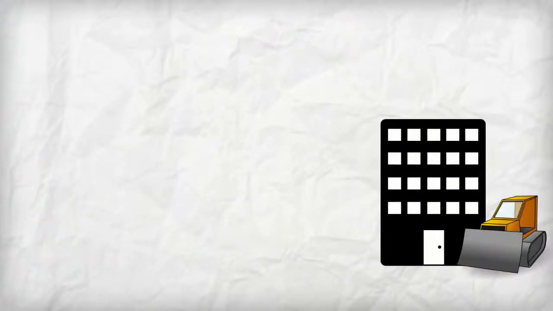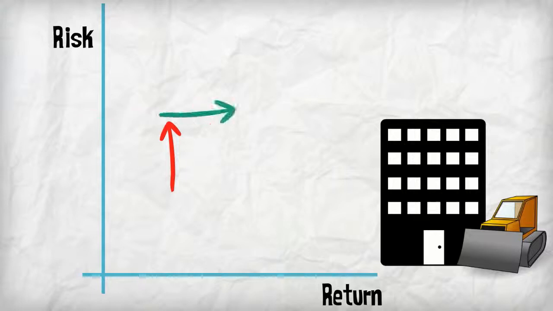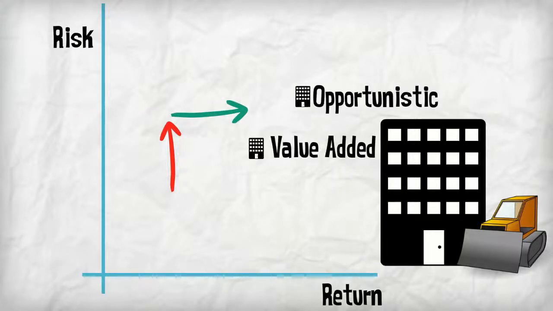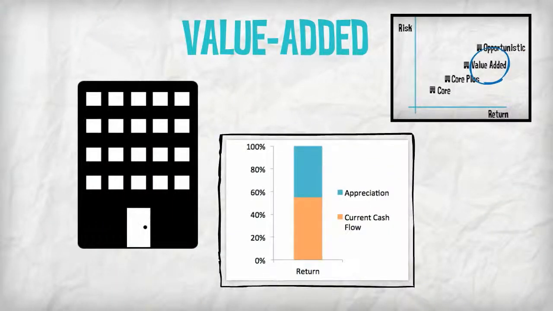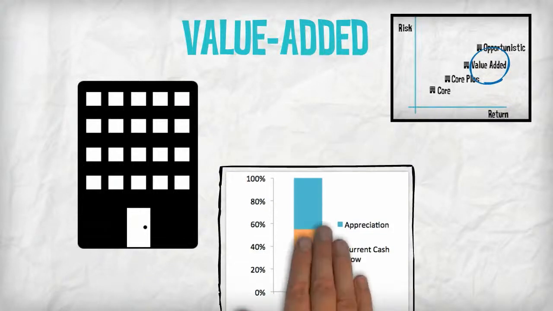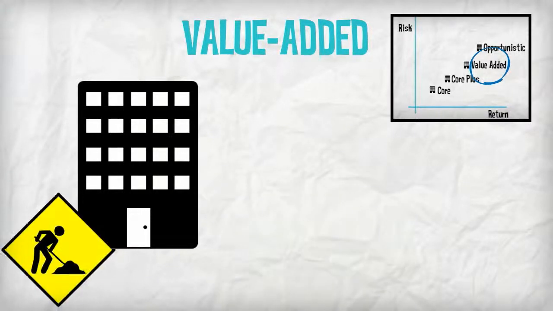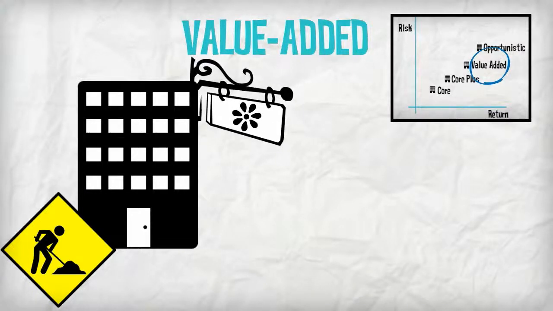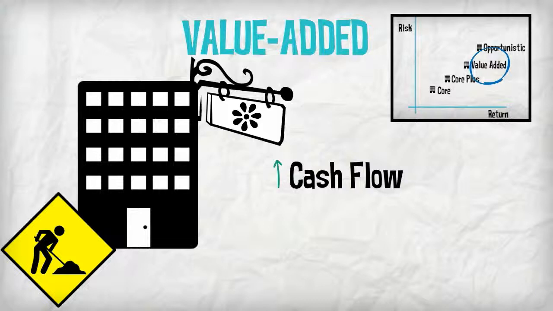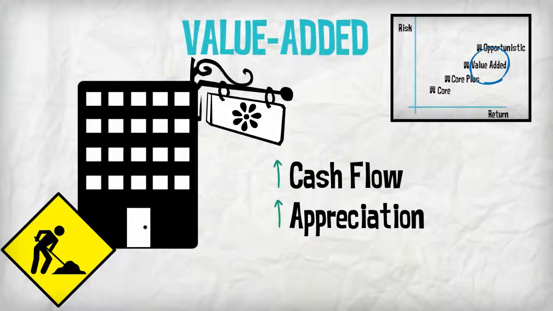Buildings that require even greater levels of improvements or repositioning involve still more risk, but with more potential upside. These are categorized in the value-added and opportunistic asset classes. Value-added opportunities hope to achieve a larger percentage of their return than core or core plus properties from appreciation. These properties require some redevelopment, rehabilitation, remarketing, or other forms of property enhancement, which can significantly increase future cash flows and appreciation value, but which also involve relatively more risk.